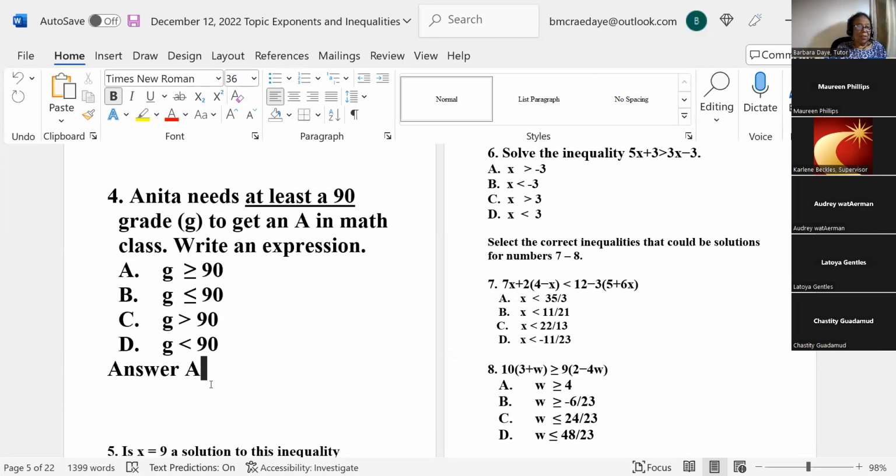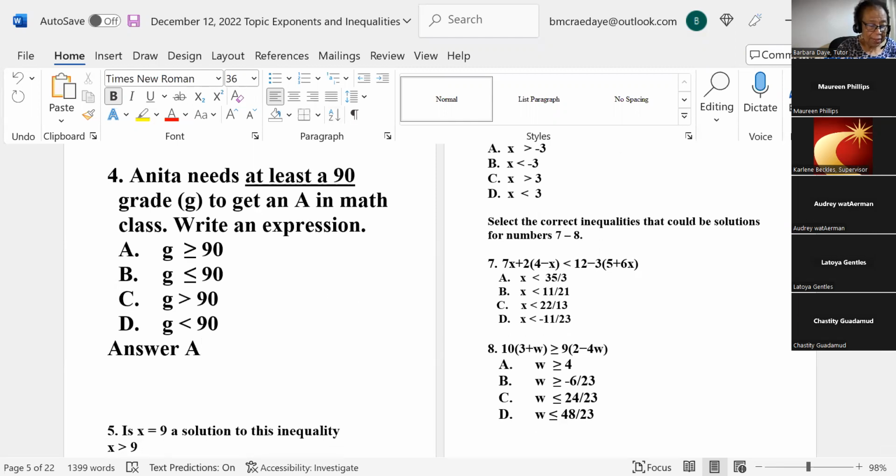So she must have a 90 or greater than 90. That's why it's greater than or equal. At least means the lowest she could have is a 90, right? But she could have greater than a 90 and still have an A. So at least a 90 means greater than or equal. So when you see at least, that means 90 or greater, 90 or more.